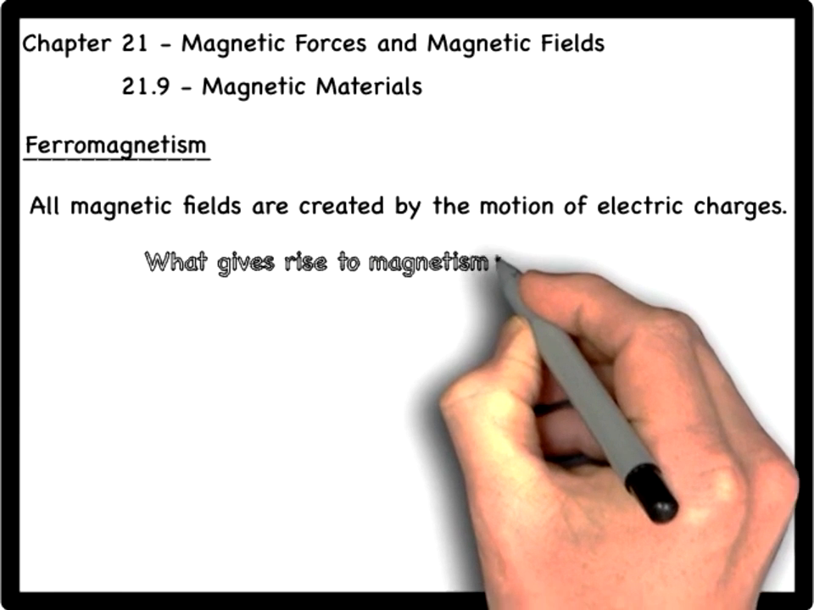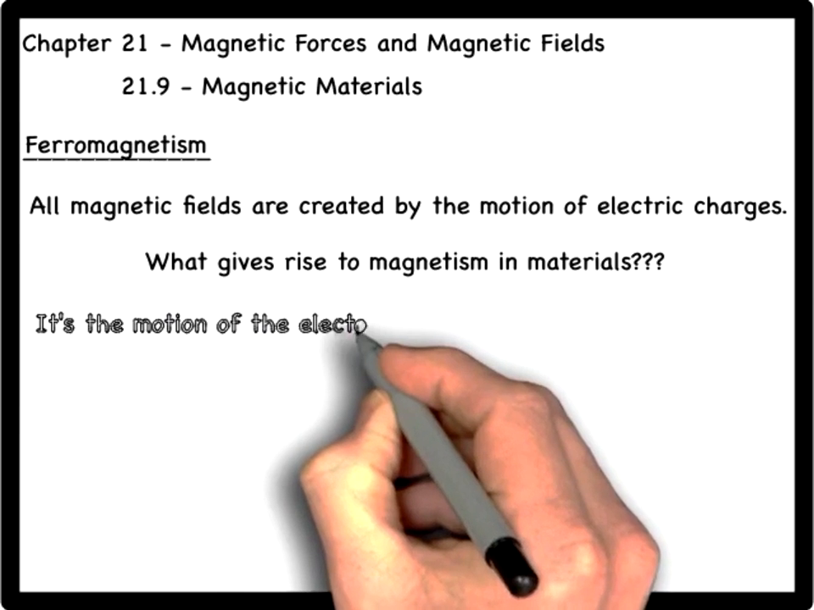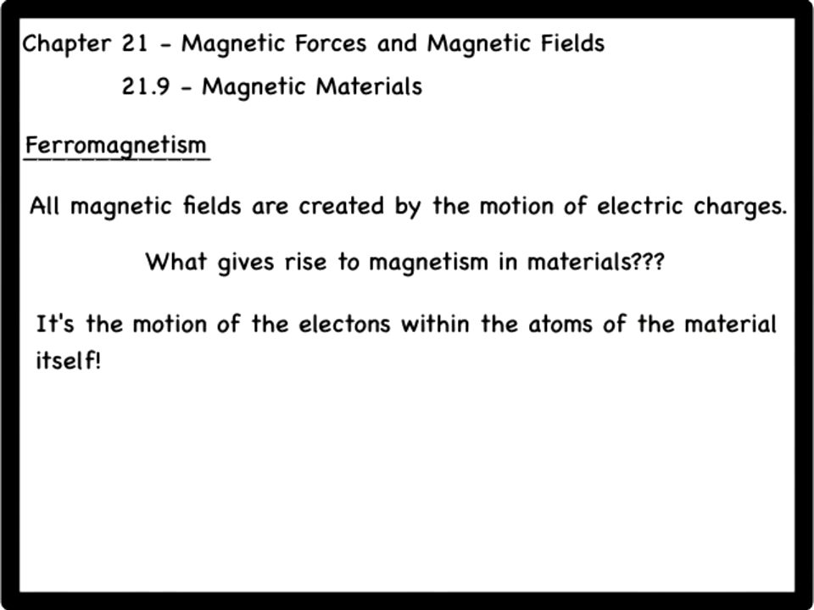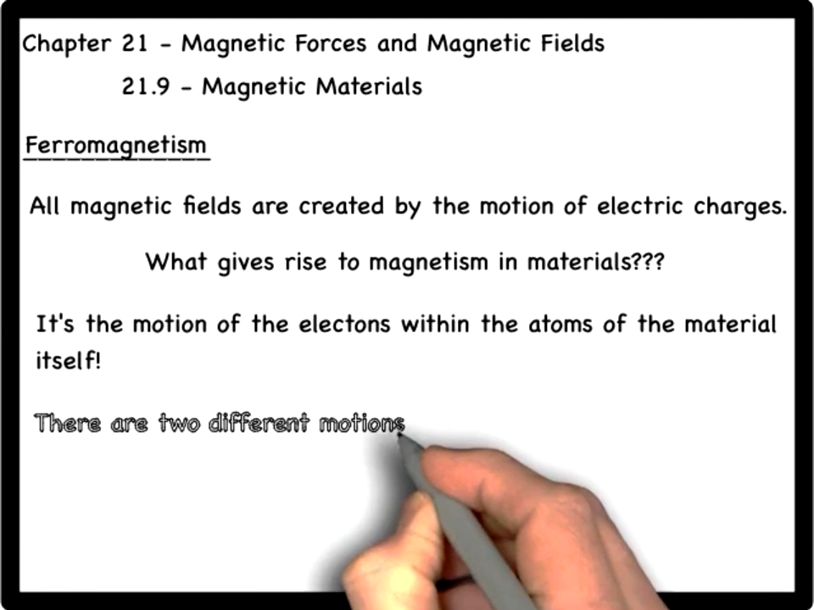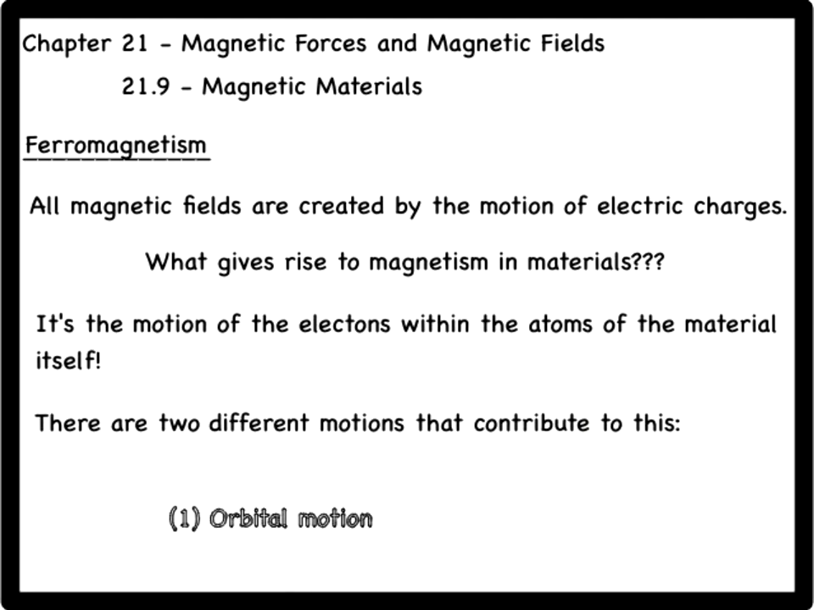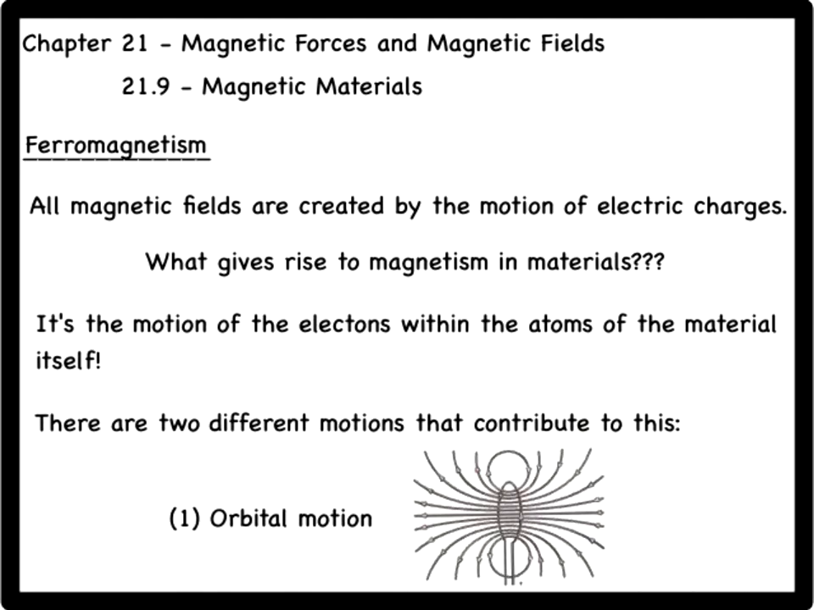What gives rise to magnetism in materials? It turns out the current is due to the motion of the electrons within the atoms of the material itself. The magnetism produced by electrons within an atom can arise from two different motions. First, each electron orbiting the nucleus behaves like an atomic-sized loop of current that generates a small magnetic field, similar to the field created by a current loop that we have studied earlier.